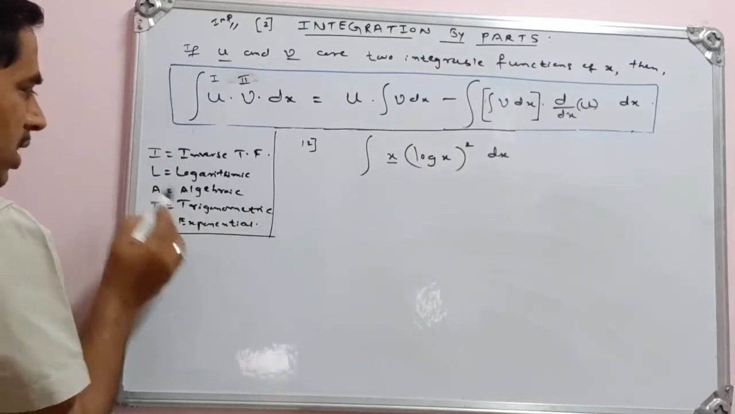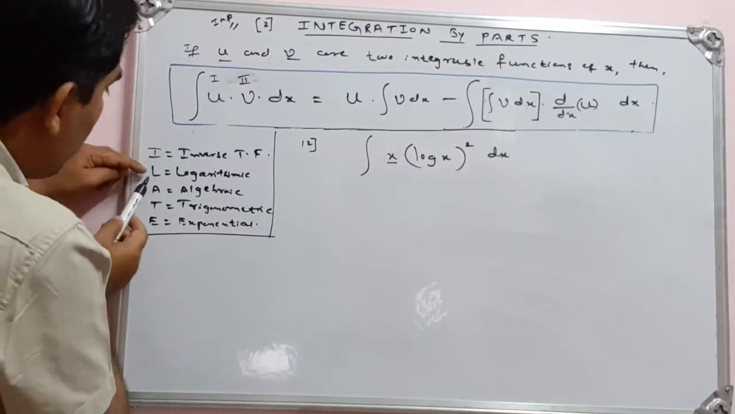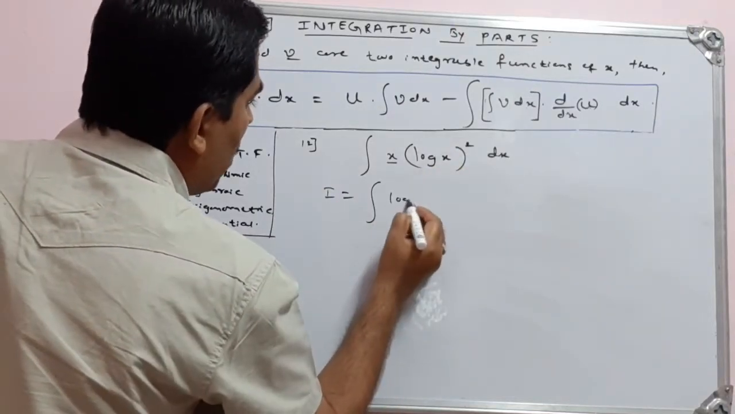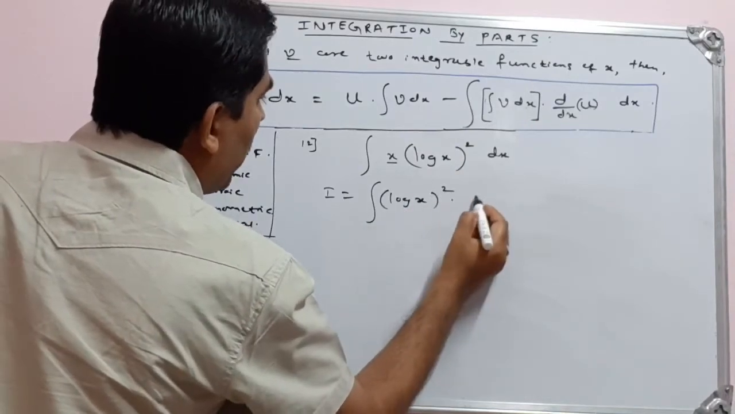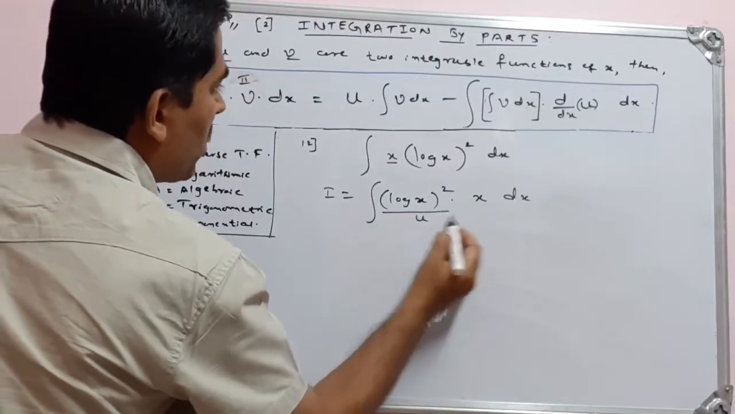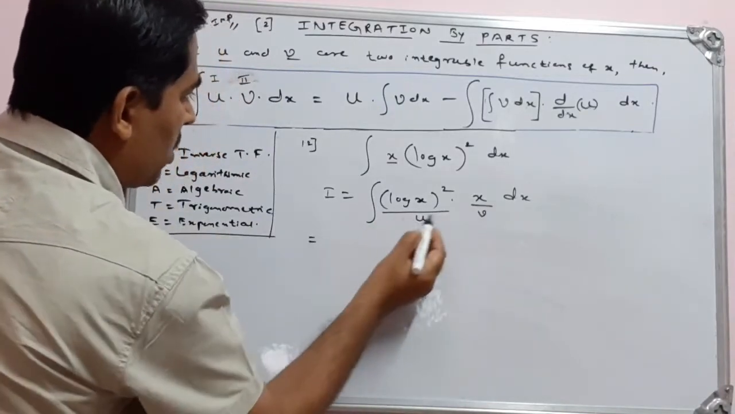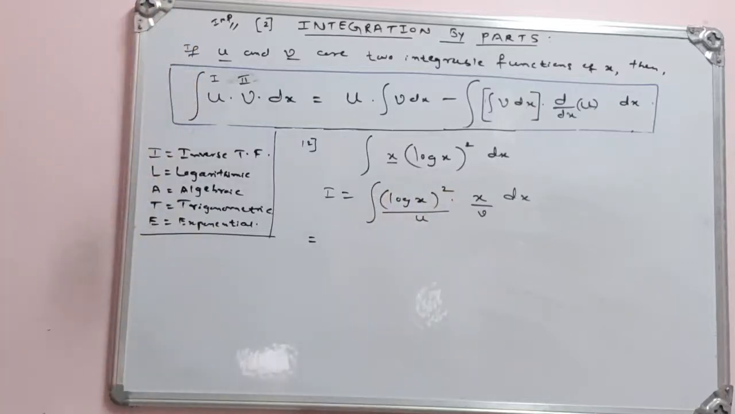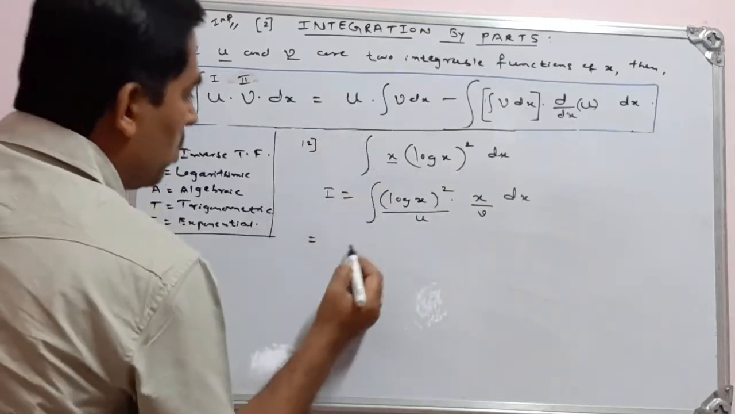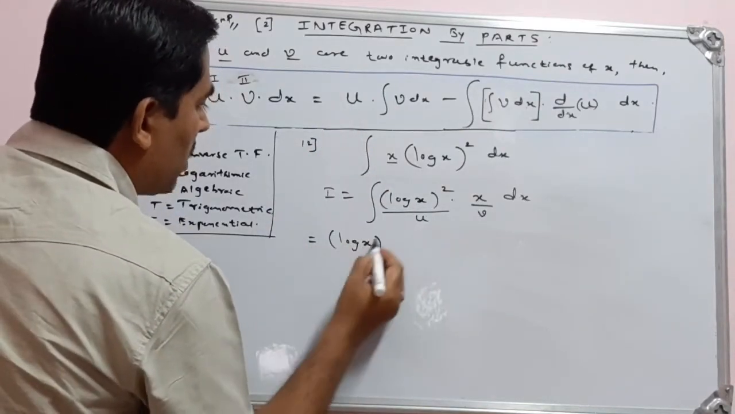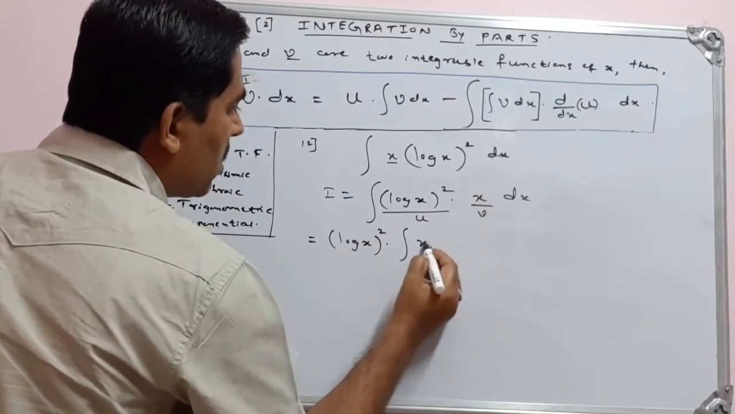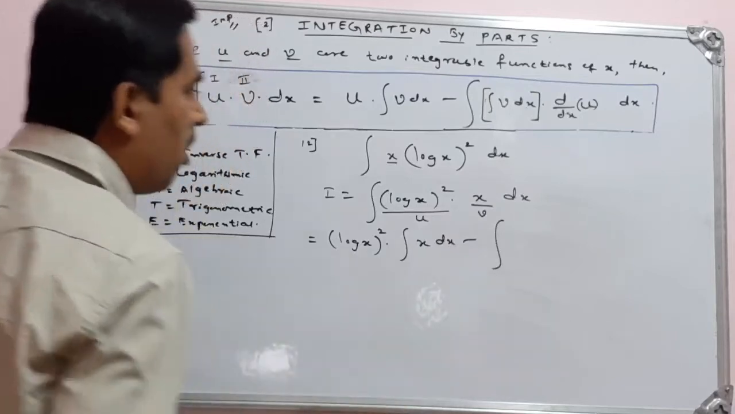But according to this ILATE rule, we should consider logarithmic function as the first function. I will write this as log x whole square, because this must be my first function, log x whole square into x with respect to x. Now this is my first function u, and this will be the second function. So u, that is log x whole square, into integration of second function. Second function is x, minus the integration of.